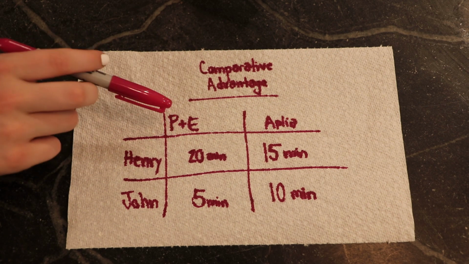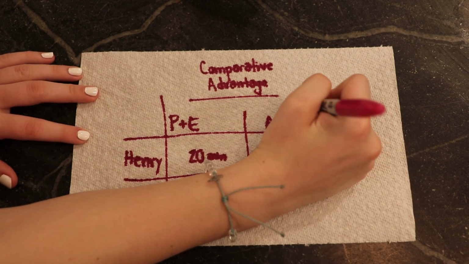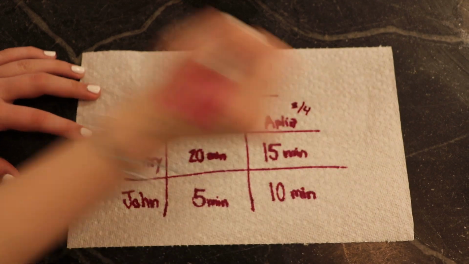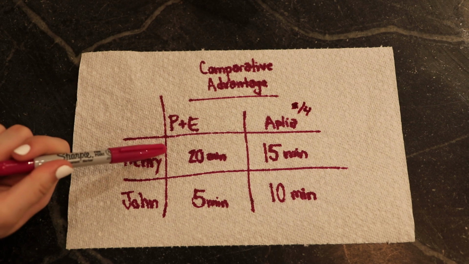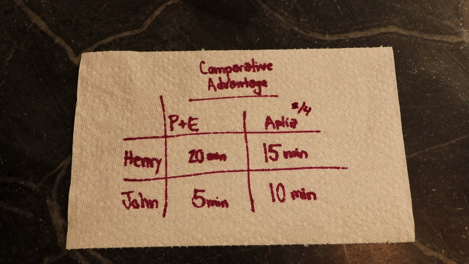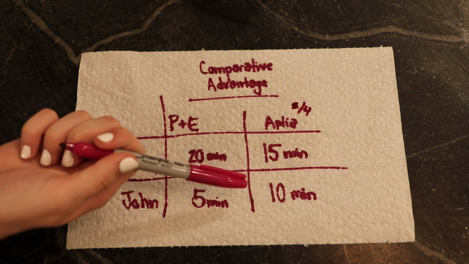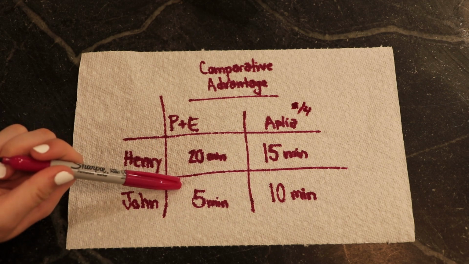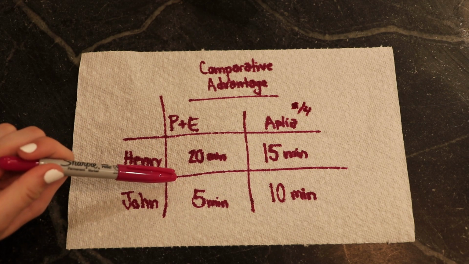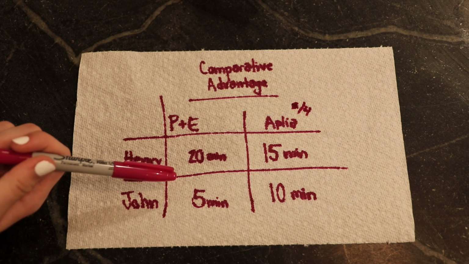So 15 divided by 12 yields 3/4, which means his opportunity cost for doing an Aplia question is 3/4 of a P&E question. Let's do the same for John's data. If John were to do Aplia, you would divide the 10 minutes she takes for Aplia by the 5 minutes she takes for P&Es and get 2. Meaning for every Aplia question she does, she could have been doing 2 P&E questions.